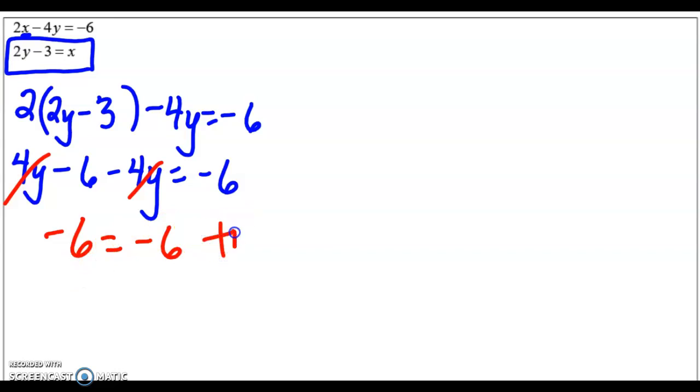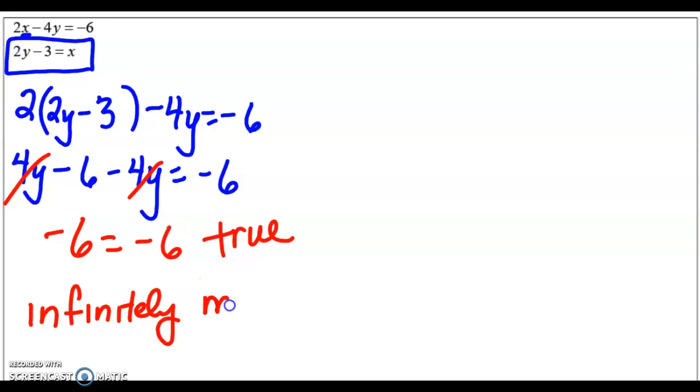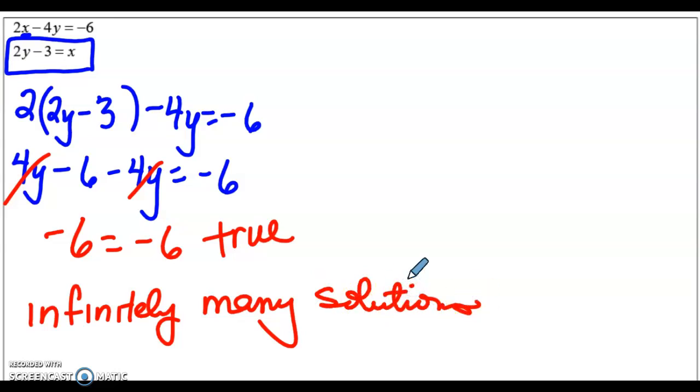So when you have that happening in a system, a true statement means there are infinite answers. So we're going to say infinitely many answers. And that might sound weird to you. That doesn't mean everything is a solution. It just means there are infinite answers, there are solutions.